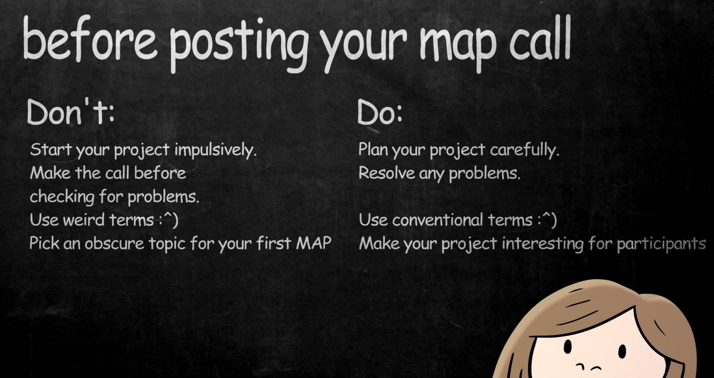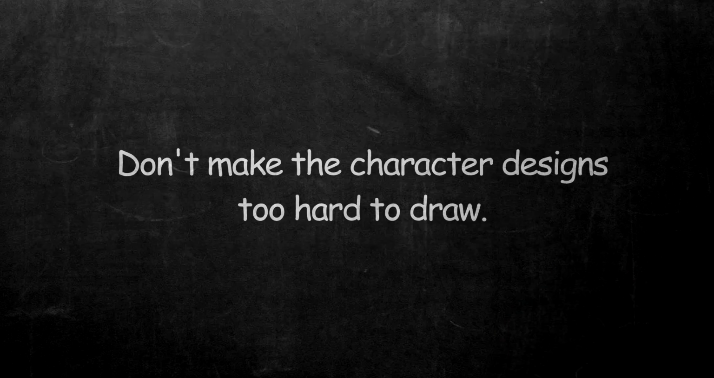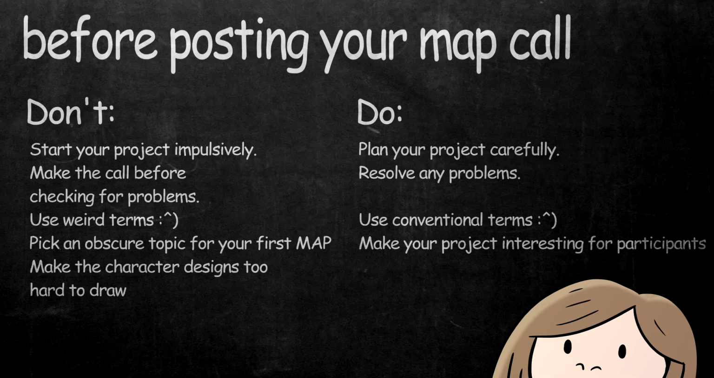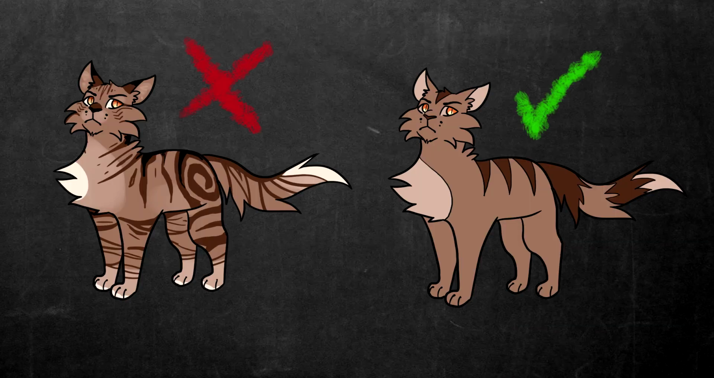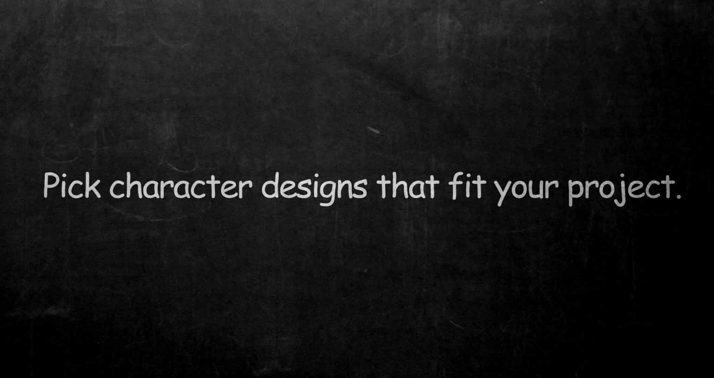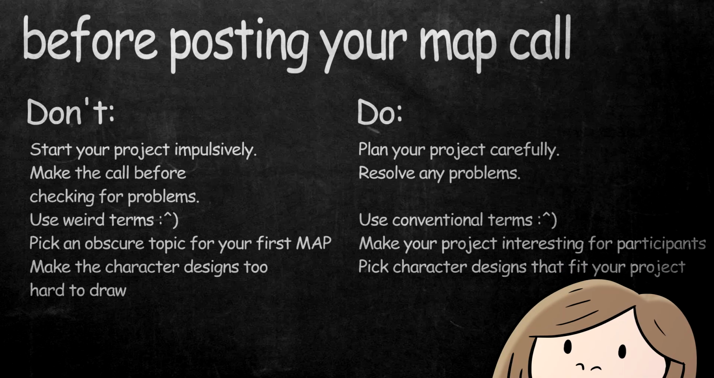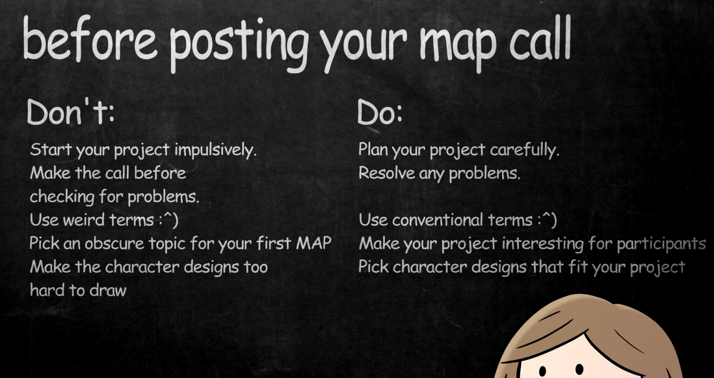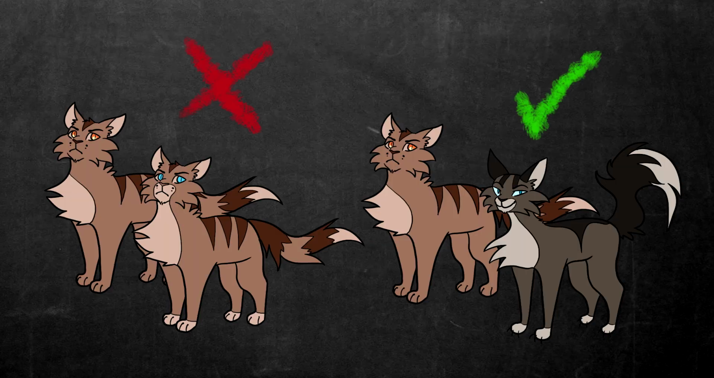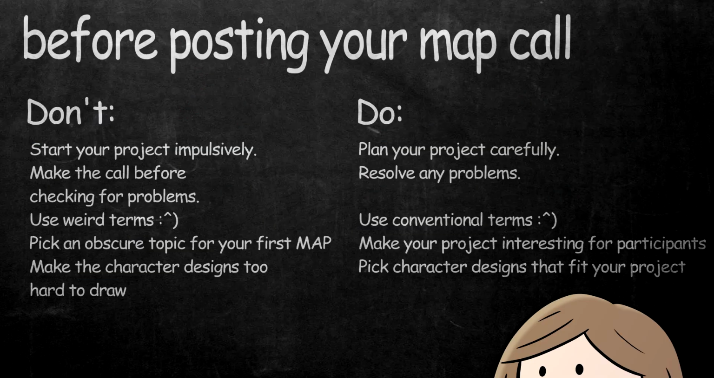If your map is going to have set character designs you're making yourself, then don't make the character designs too hard to draw. This is especially true if you're doing a fully animated map instead of a PNG map, since overcomplicated character designs are going to increase everyone's workflow. They can also easily turn people away from your map entirely. Instead, pick character designs that fit your project. Make them a little simpler if it's a fully animated map, and a little more complicated if it's a PNG map. Additionally, you might want to consider whether they fit the tone of the map, if the characters are easily recognizable from one another, and if the character designs fit together well.